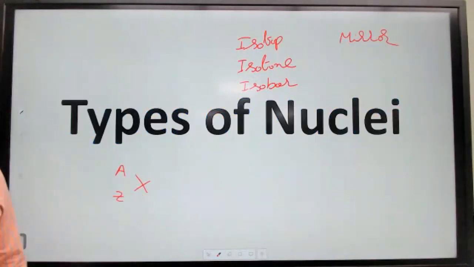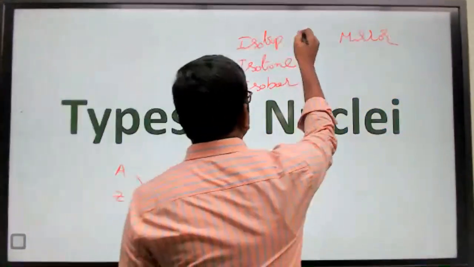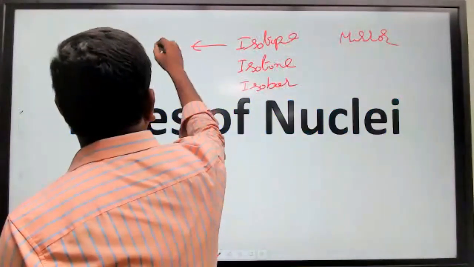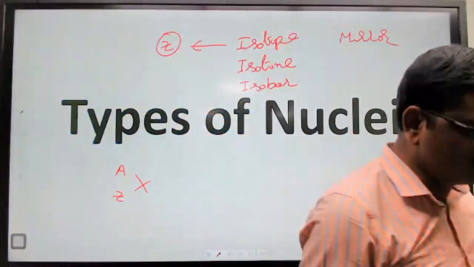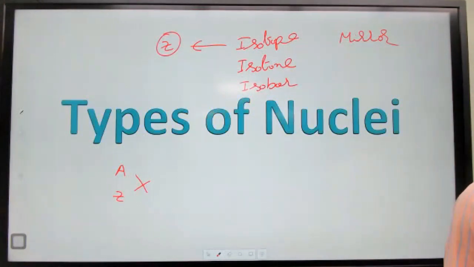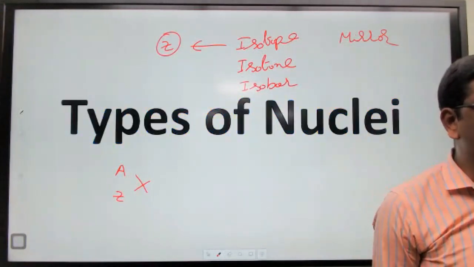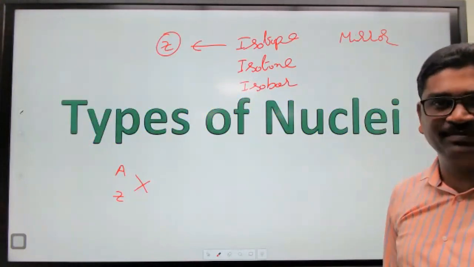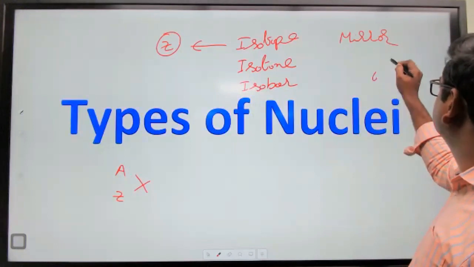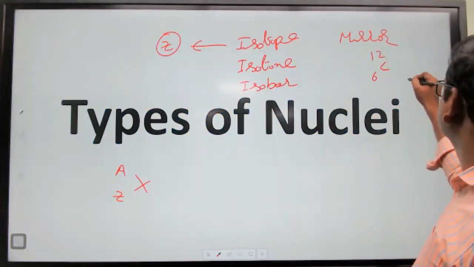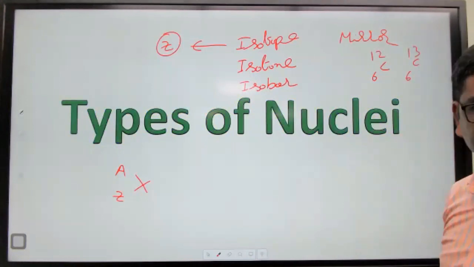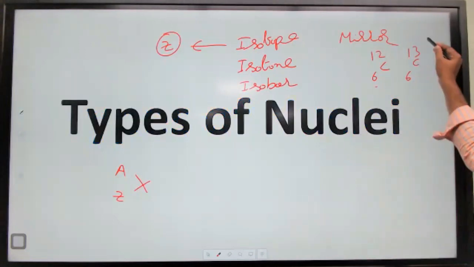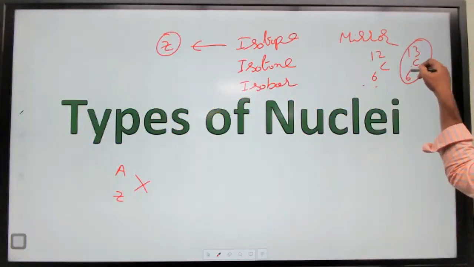Now, what is meant by isotope? Isotope means the proton number is constant, that is, Z is constant. If Z is the same, then we can conclude that those are isotopes. Can you give some examples? 6C12, 6C13 and 6C14. These are the isotopes of carbon.